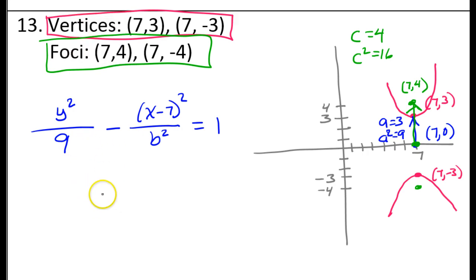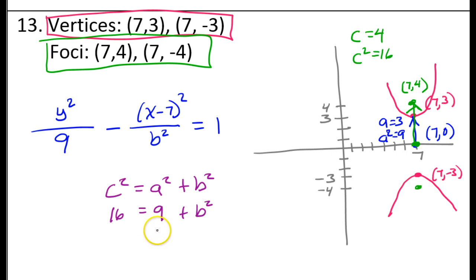For a hyperbola, we know that c squared is equal to a squared plus b squared. See how the signs are opposite? That might help you remember. Anyway, c squared is 16, we already know that. a squared is 9. We know that. And what we want is b squared.